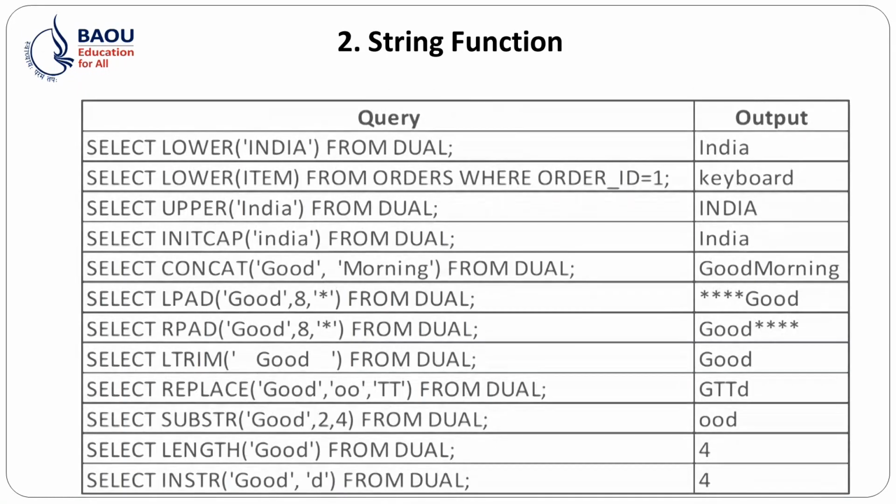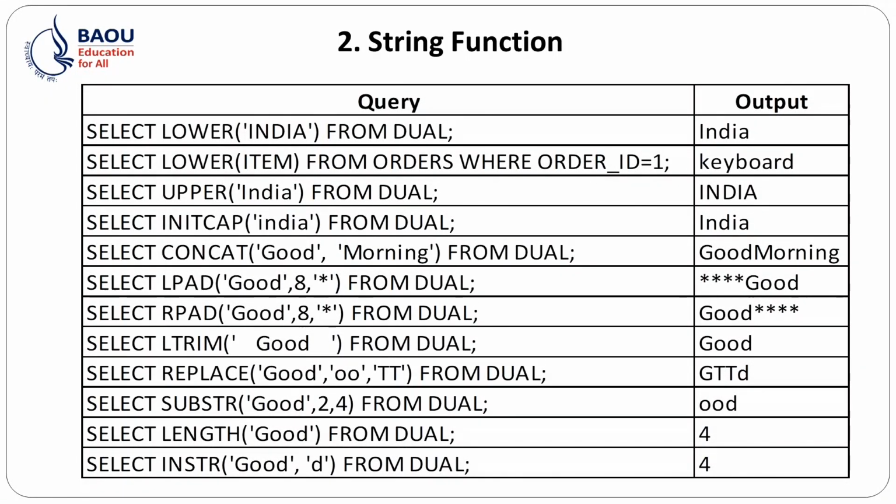See, all the functions are explained using examples. It is easy to understand using examples. I already explained the dual table. The dual table is an inbuilt Oracle table which is used to display one row and one column. It is an inbuilt table. First is lower.